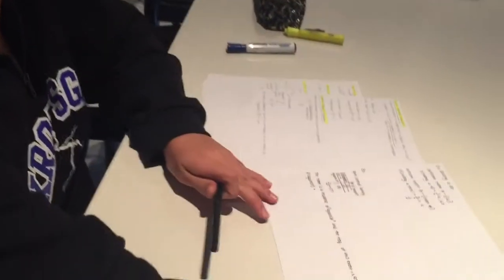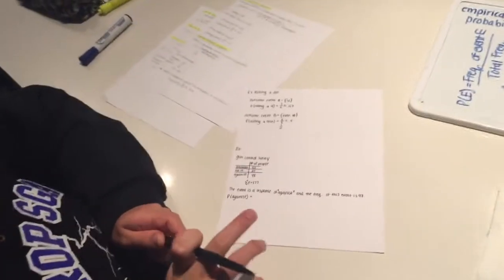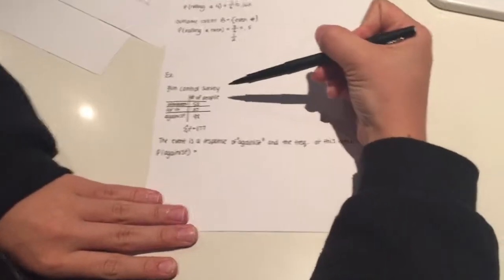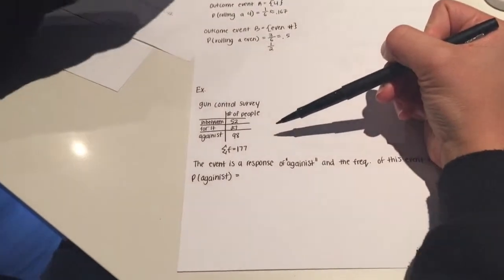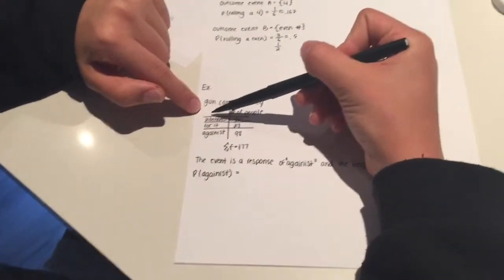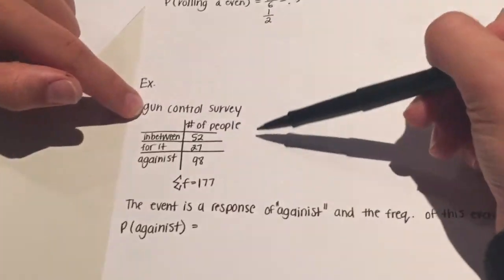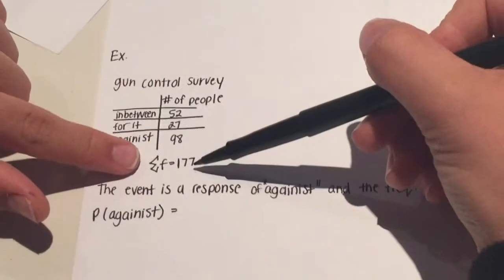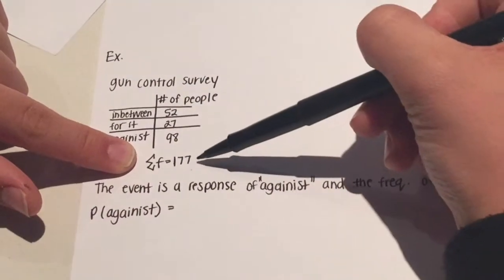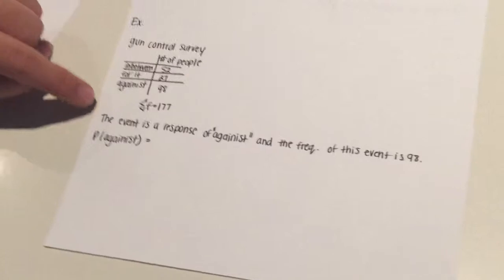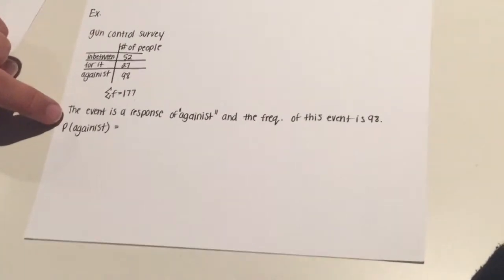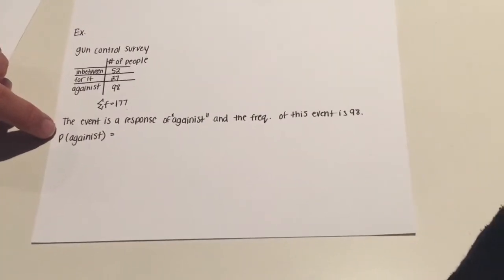An example of that would be if you were to compose a gun control survey. So this is a simulated survey. This is the sides people are on. This is the amount of people. So the total amount of people in this case is 177, or the total frequency. So the event is a response of against, and the frequency of this event is 98.